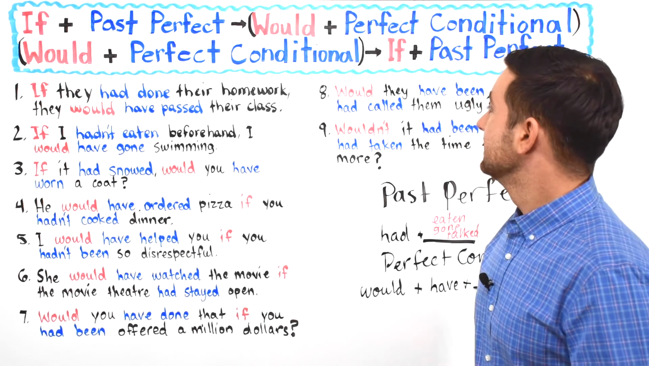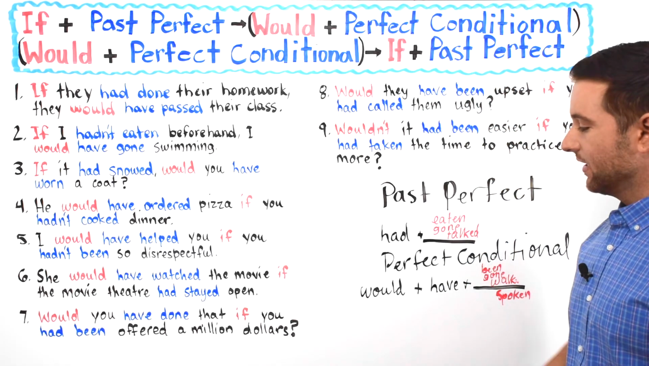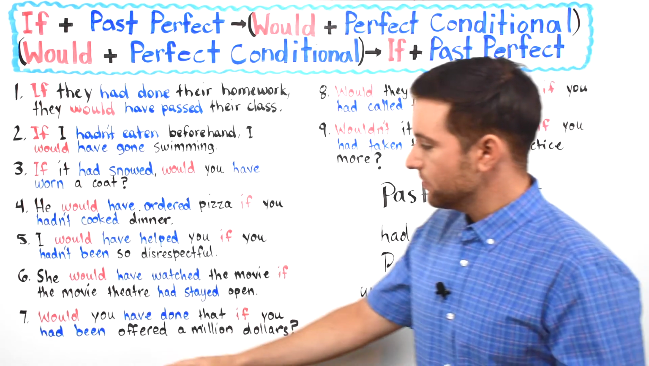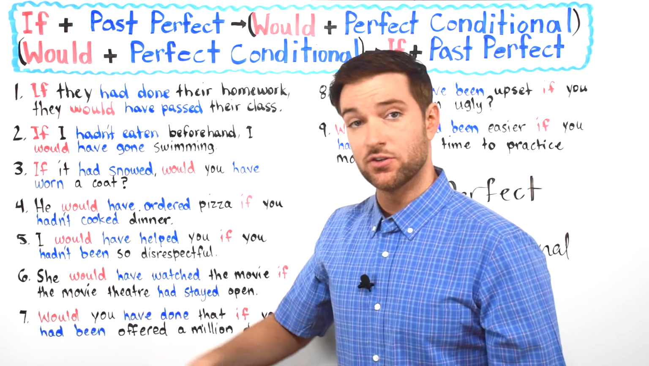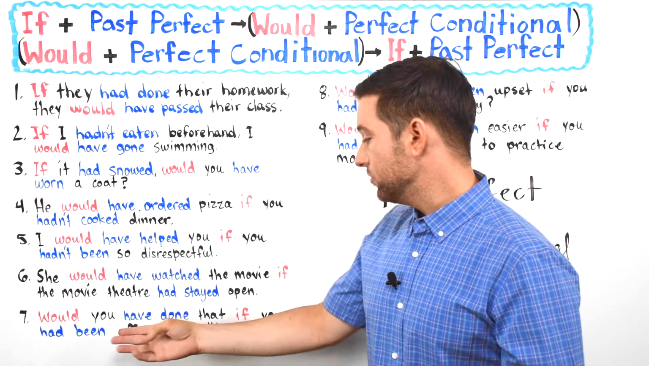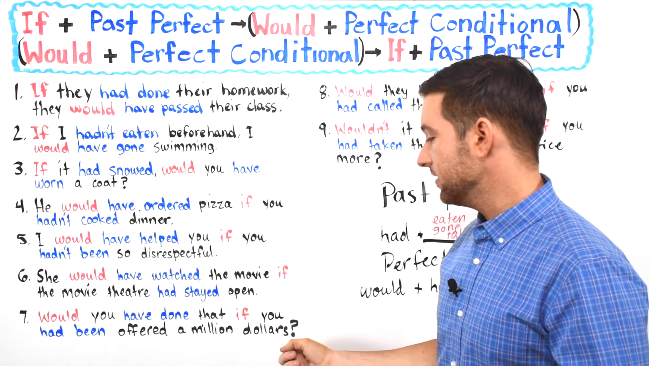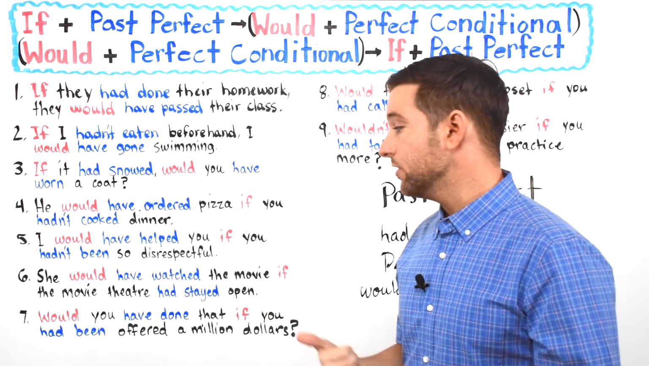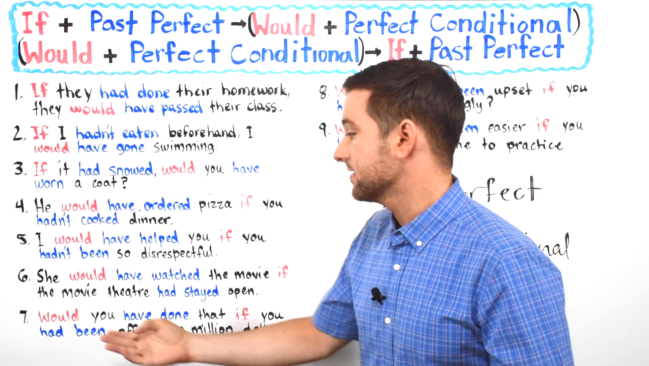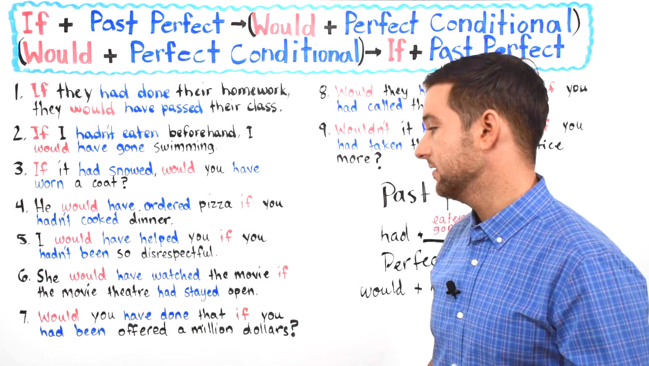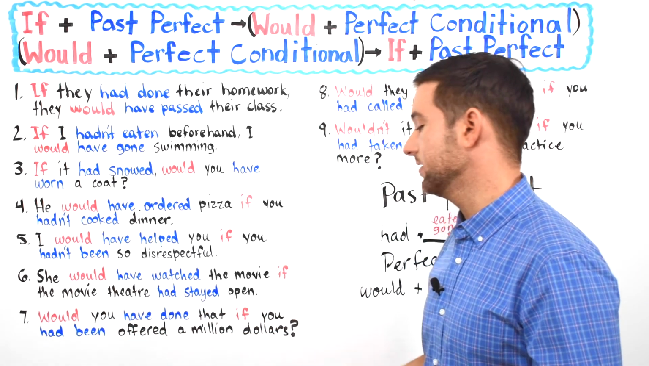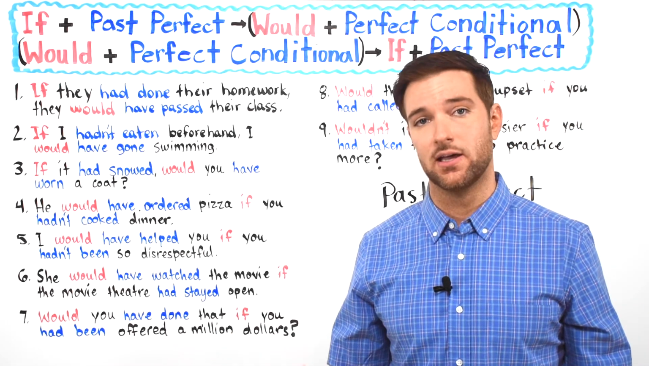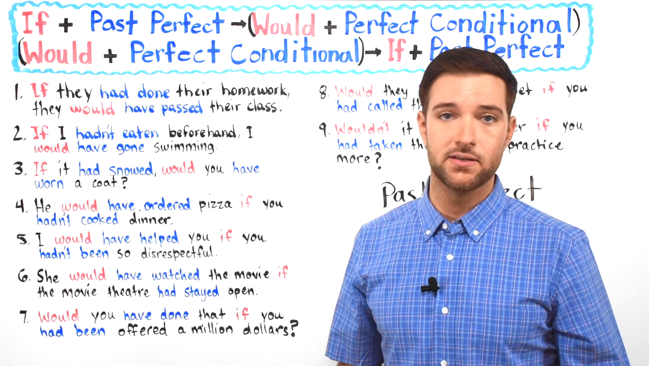Okay, let's continue, guys. Oh, by the way, with questions like that, you also would want to use the word would in your response. Okay, so would you have done that if you had been offered $1 million? You can say, yes, I would have. Okay, yes, I would have done that if I had been offered $1 million. Okay, or no, I wouldn't have done that if I had been offered $1 million.